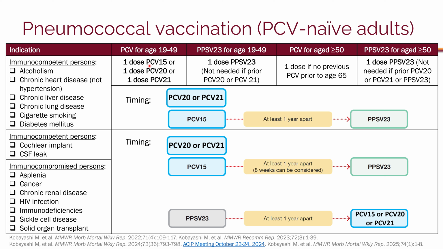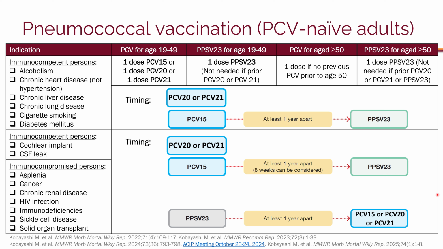And of course, if they do get PCV 15, it is recommended to follow up with a dose of PPSV 23 just to give that extra coverage. If it's PCV 20 or 21, there is no need to get the PPSV 23 because 20 and 21 give enough coverage. So again, here's the timing. PCV 20 or 21 is just a single shot. If it's PCV 15, at least 1 year later, there will be a PPSV 23.